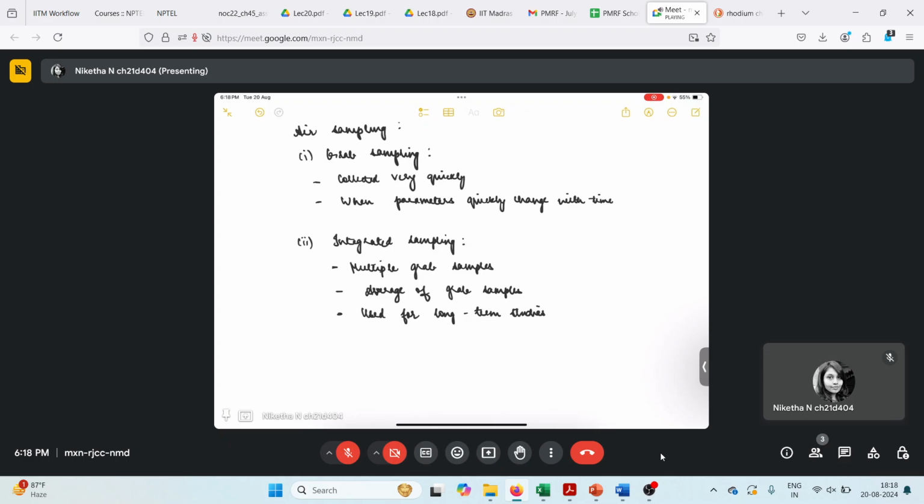It is usually used for long term studies. It is done over a period of maybe 24 to 48 hours. Every hour we will take samples, analyze the results, and check for the presence of contaminants and the concentration of those contaminants. Since this needs to be done over a period of time, it is very different from grab sampling, which is done instantly and very quickly.